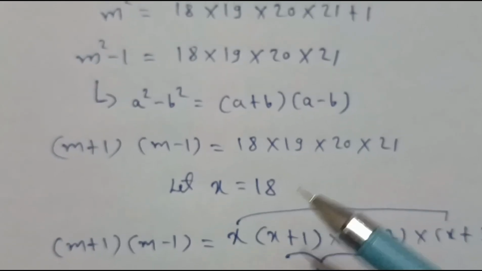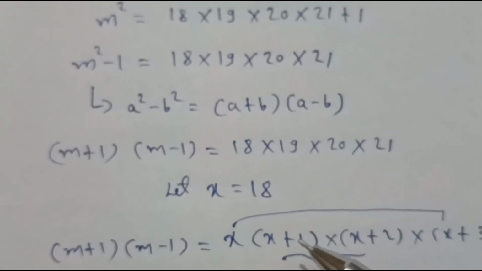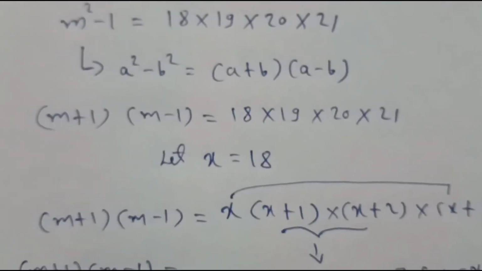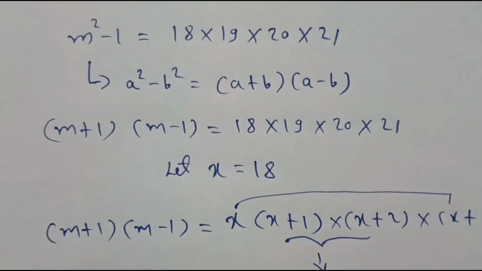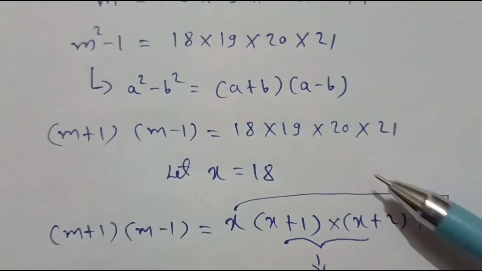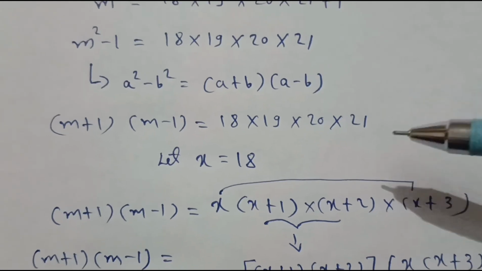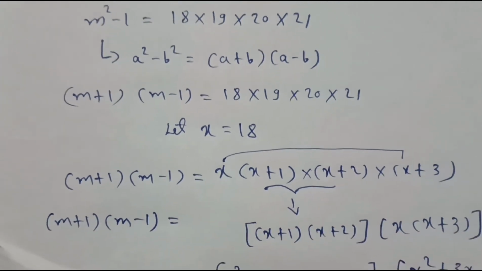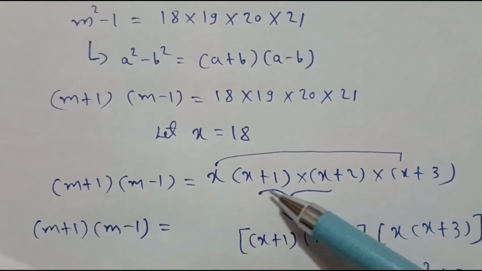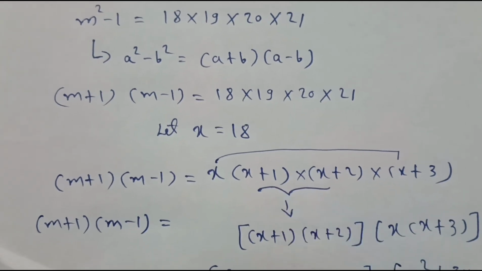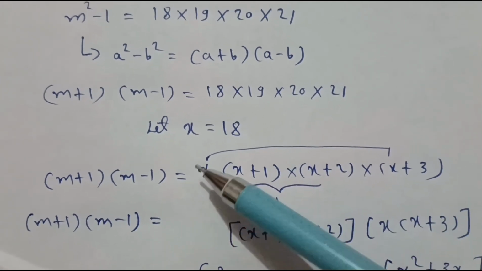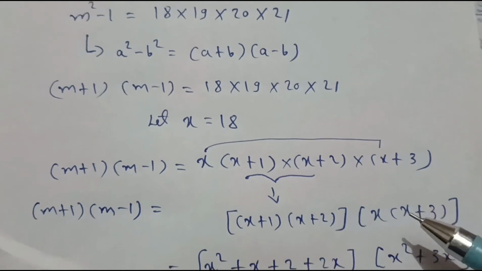18 we can write as x. 19 we can write as x plus 1, because we assume that x is equal to 18. 20 we can write as x plus 2. 21 we can write as x plus 3. Here, take these two, we get x plus 1 times x plus 2. Then take these two, x times x plus 3.